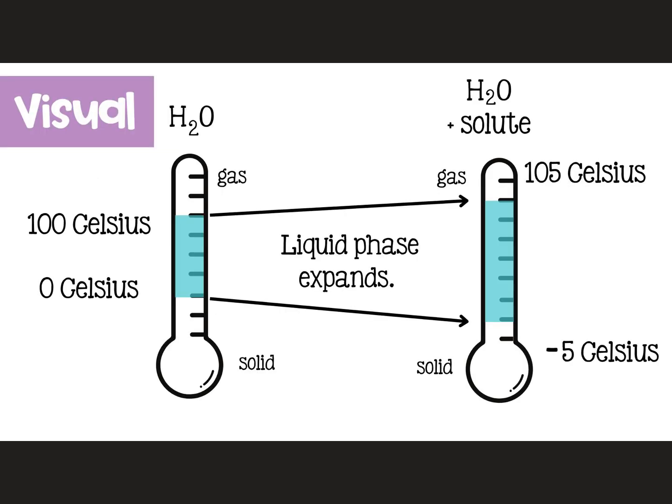Let's look at a visual representation of colligative properties. If you have water, we know that water freezes at 0 Celsius and boils at 100 degrees Celsius. However, if you add a solute, then the liquid phase will expand to a lower temperature for the freezing point and a higher temperature for the boiling point. In this case, a freezing point of -5 and a boiling point of 105.